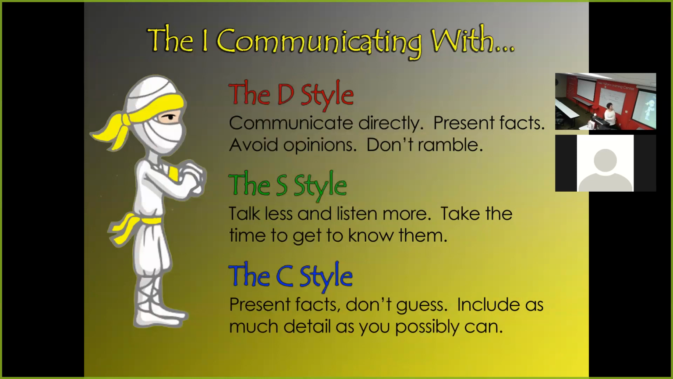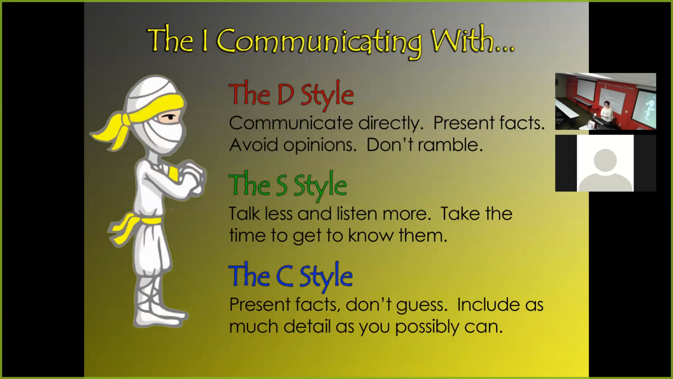S, when I's are communicating with S's, talk less, listen more. The drawback to an S for an I is S's are listeners. I's, you're talkers. An S never gets a word in edgewise, right? And you think they had a great time. We had a great time together. S didn't say a word the entire time, right? So listen more. Take time to get to know them, because S's will not naturally give that out. But I's, you like them. You're both social. So utilize that.